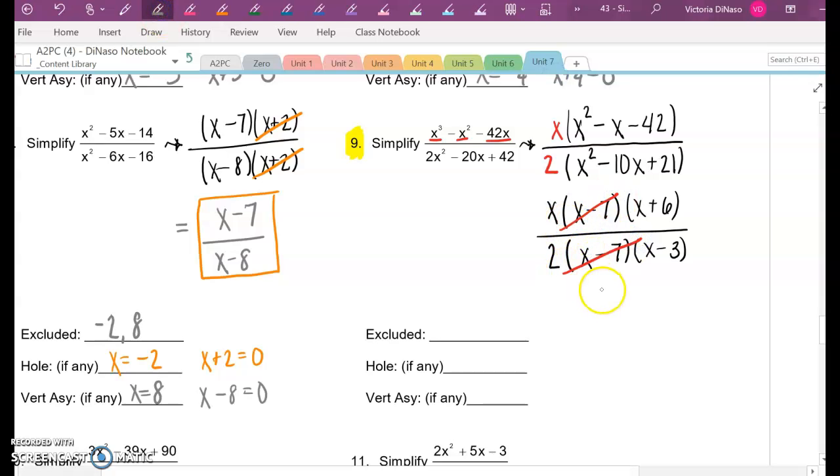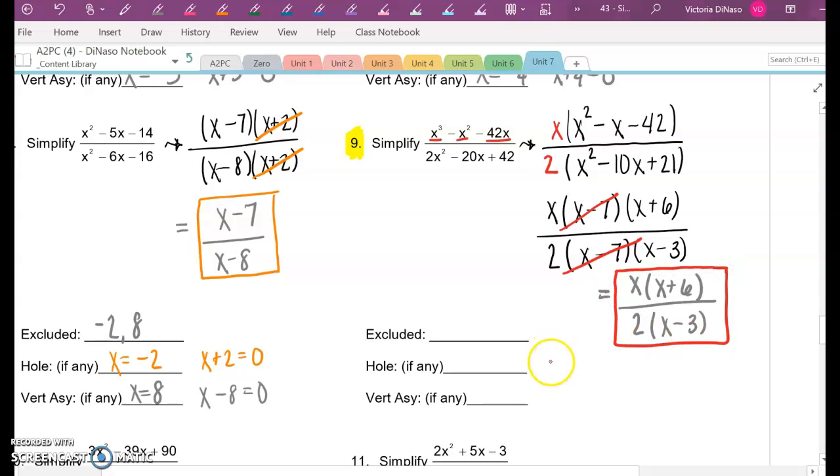So my simplified answer is going to be x times x plus 6, both left over in the numerator, divided by 2, and then we have x minus 3. Even though 6 is even and 2 is even, they're not able to reduce, okay? The 2 is on the outside, 6 is on the inside. It's also connected to the x plus 6. So unless I have something fully to cancel with x plus 6, you can't cancel. So this is my simplified answer.